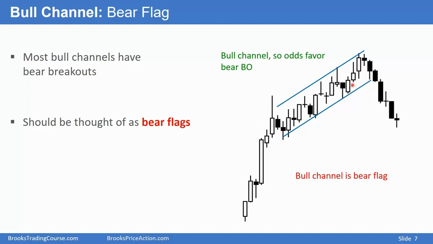And we got a bear breakout below the bottom of the bull channel. So spike, pullback, channel, probably going to be a bear breakout. And then we have a trading range, the market cycle. Breakout, channel, and then trading range.